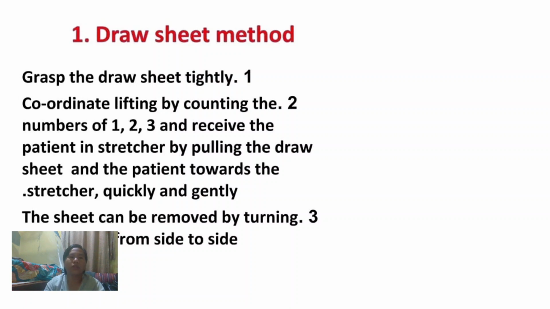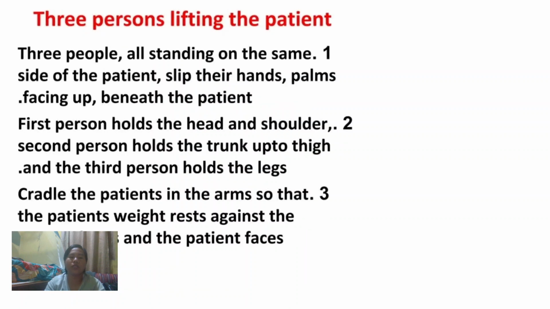Draw sheet method. Grasp the draw sheet tightly. Coordinate lifting by counting the numbers of 1, 2, 3, and receive the patient in the stretcher by pulling the draw sheet and the patient towards the stretcher quickly and gently. The sheet can be removed by turning the patient from side to side.